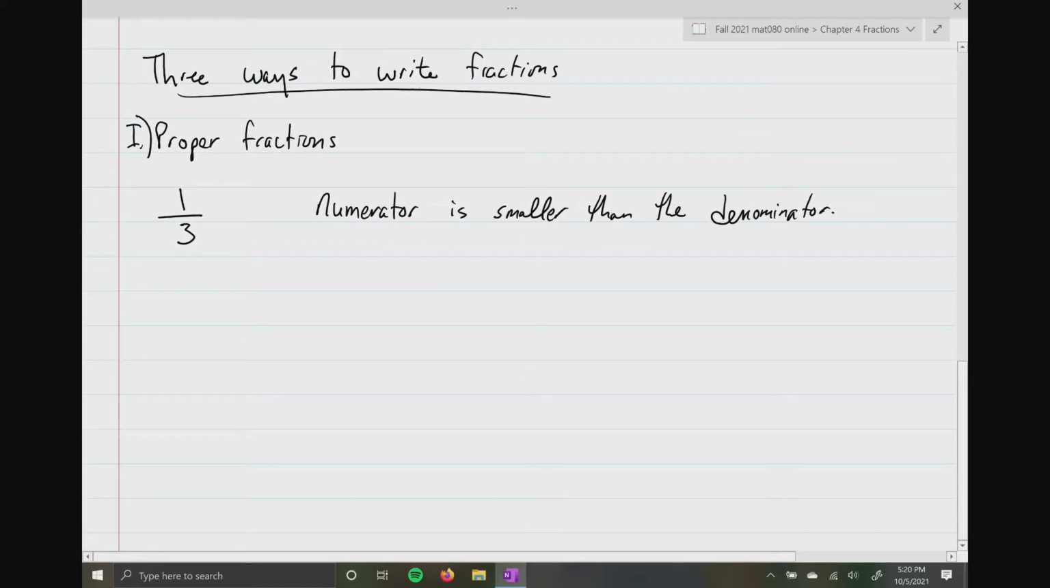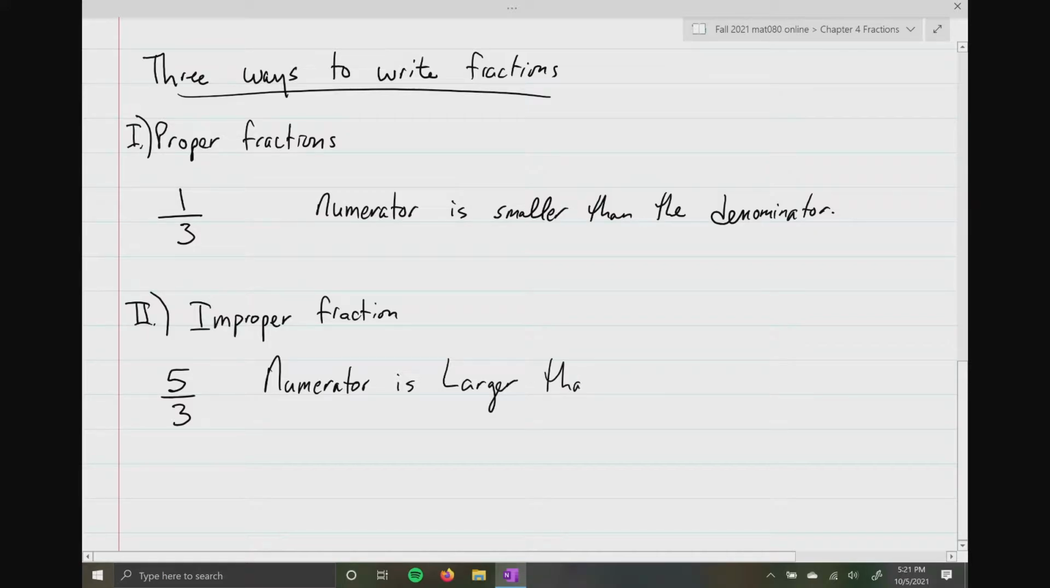All right? Now, the second type of fraction we have is an improper fraction. An example of that would be something like 5 over 3. Here, I think you can see that in this case the numerator is larger than the denominator.